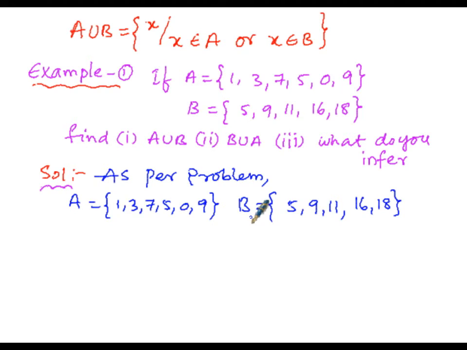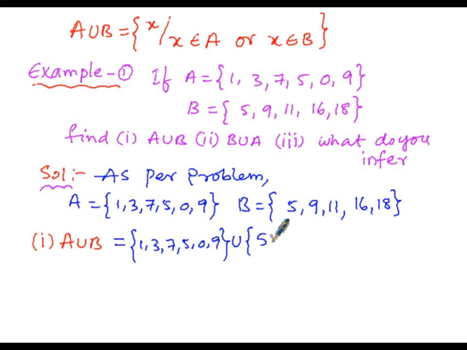So, here in the first case we have to find out A union B. In order to find out A union B, here set A elements are 1, 3, 7, 5, 0, 9. Then the union of set B. Here the set B elements are 5, 9, 11, 16 and 18.